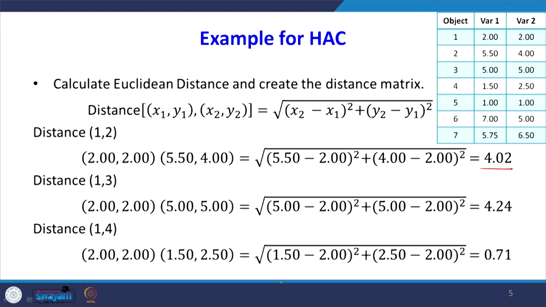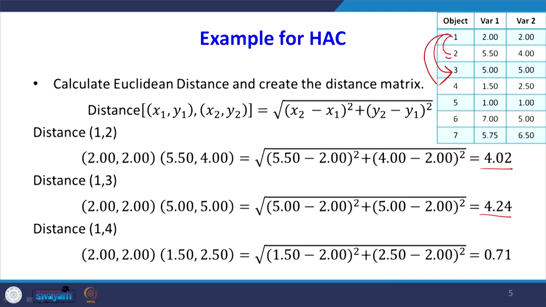Now we have seen 1 and 2; let us find the distance between 1 and 3. The position of 1 is 2 comma 2, and the position of 3 is 5 comma 5. So, it is 5 minus 2 whole square plus 5 minus 2 whole square. So, it is 4.24.